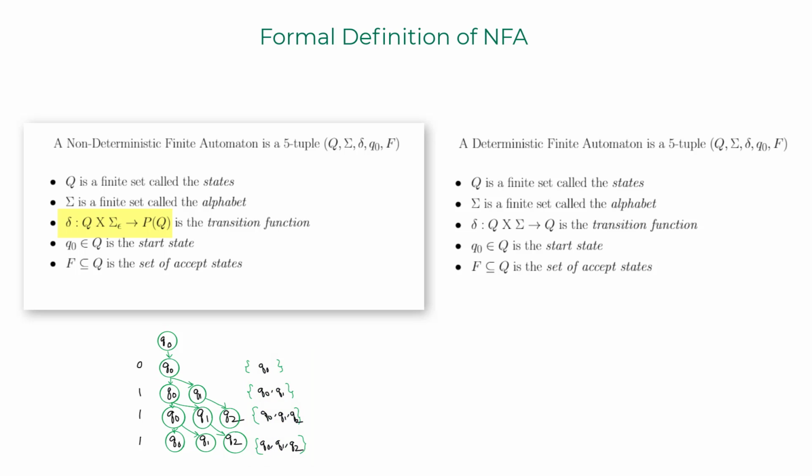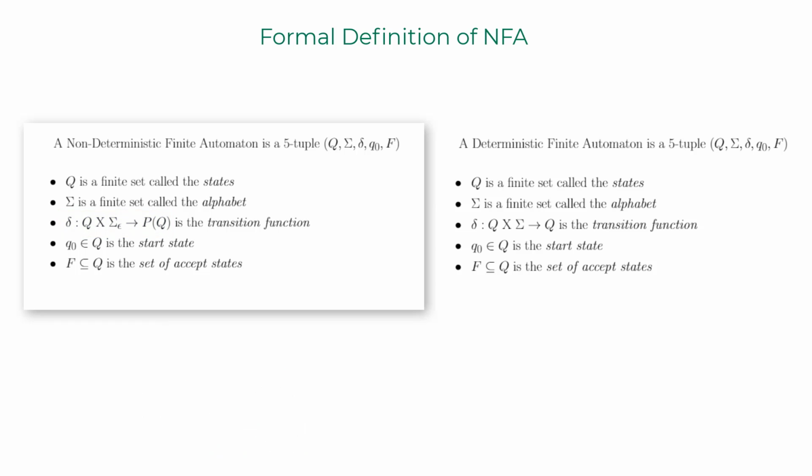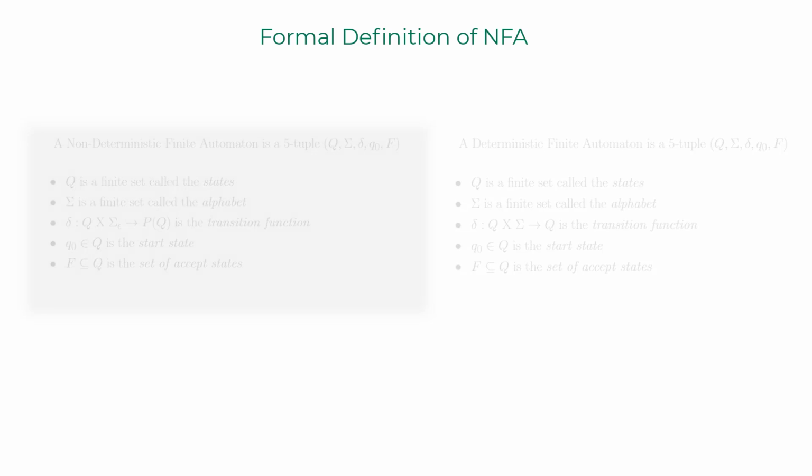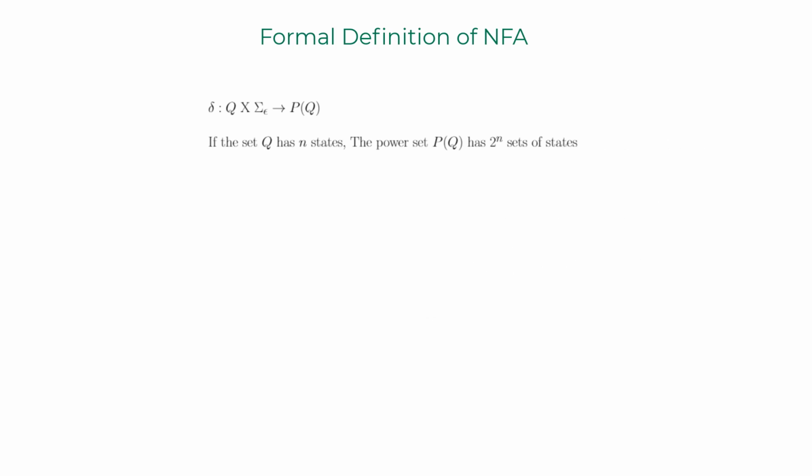Given a finite set of states Q, how many sets of possible states can the NFA transition to? To enumerate all the sets of possible states, we have to evaluate the power set of the states in Q. If the set Q has n states, the power set of Q has 2 to the power n sets of states. Here is an example. Q is a set of states Q1, Q2, Q3. The power set of Q has 8 sets of states in total, which also includes the empty set.